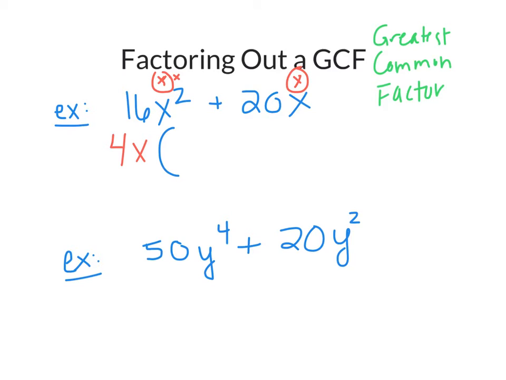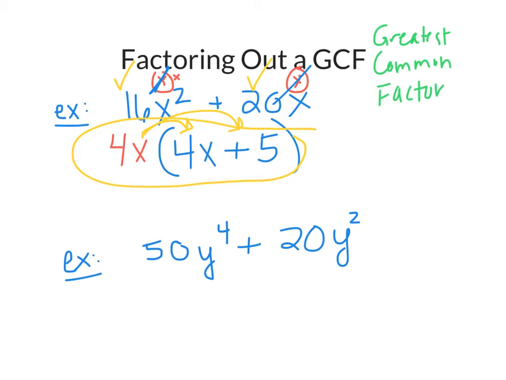And what I'm left with, 16 divided by 4 is 4. And if I take this 1x away from x squared, I'm left with x. And then 20 divided by 4 is 5. And if I take away an x from x, there's no variable left. And I always like to redistribute this to make sure I did this correctly. So 4x times 4x is 16x squared. 4x times 5 is 20x. So that tells me that this is my factored form.